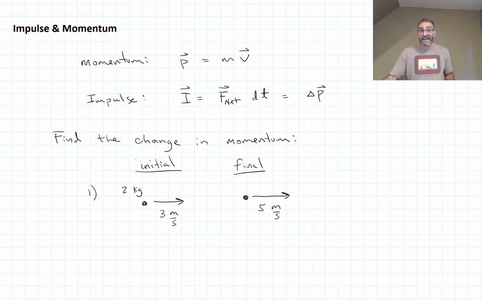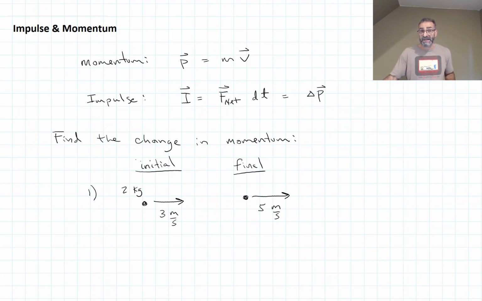This time we're going to find the change in momentum of our object. The first example here, we have a 2 kilogram object. It starts out moving at 3 meters per second to the right. Something happens to it and it ends up moving at 5 meters per second to the right. We want to know the change in momentum. And I'd like you to do it two ways.